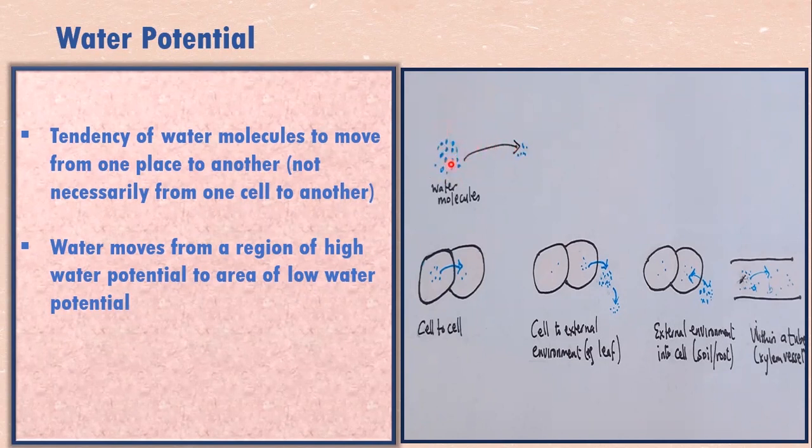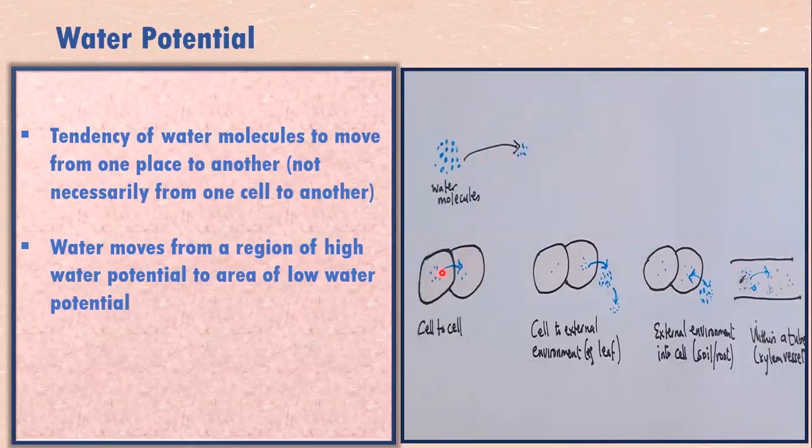And the tendency is such that water moves from an area where it is more concentrated to areas where it is less concentrated. So where it's more concentrated, it has high water potential. So it moves from regions of high water potential to regions of low water potential.